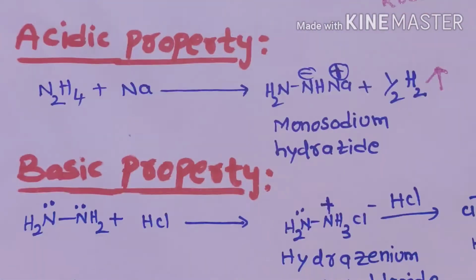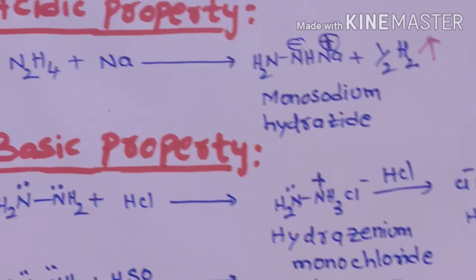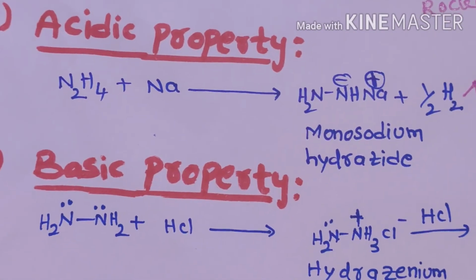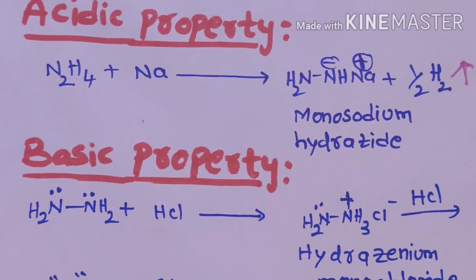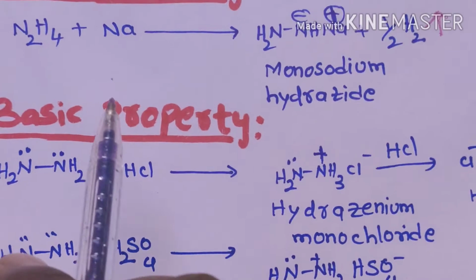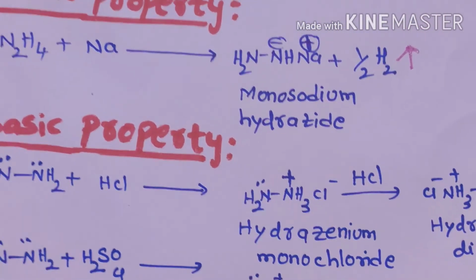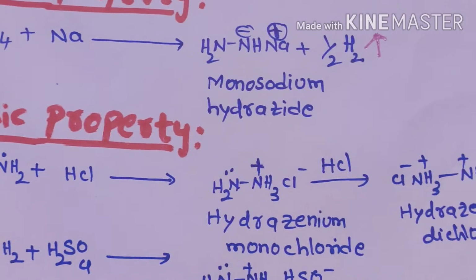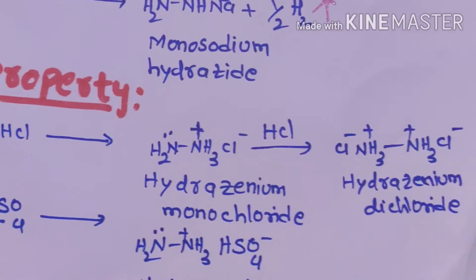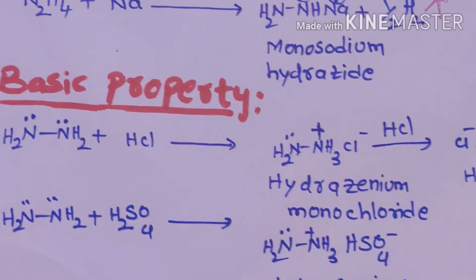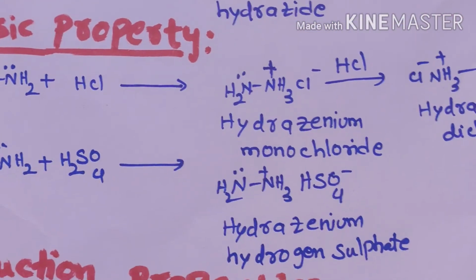Now we go for the basic properties. Here in hydrazine, on the nitrogen atoms we have lone electron pairs. So that's why this hydrazine acts as a Lewis base. So it reacts with acids and forms salts. For example, hydrazine reacts with hydrochloric acid and forms hydrazinium monochloride and hydrazinium dichloride. In the same way, it reacts with sulfuric acid and forms hydrazinium hydrogen sulfate.